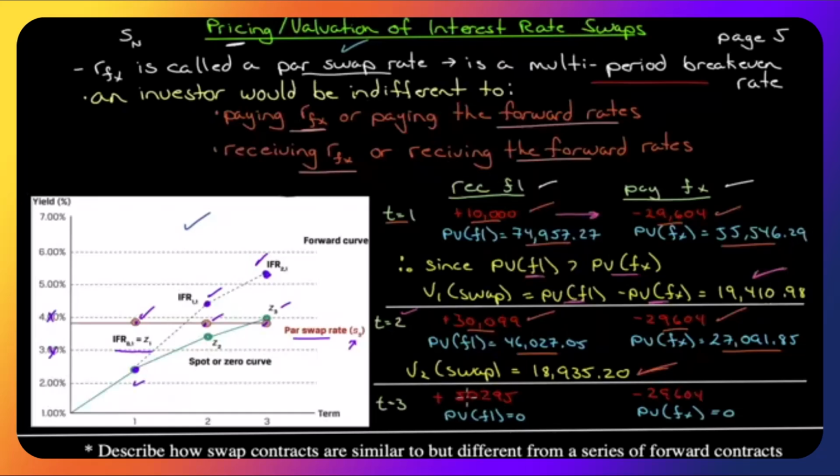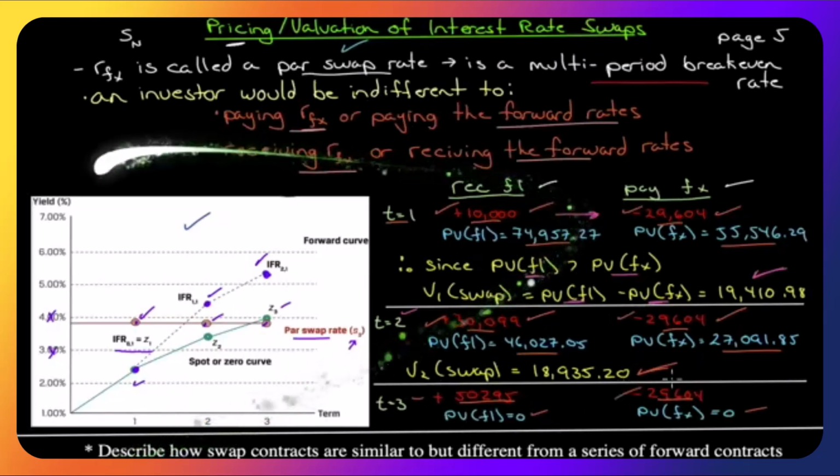Let's go all the way to the end. We get our last payment, $50,295. We make our last fixed payment. The present value of any floating payments left is 0. The present value of any fixed payments left is 0. And I've already shown you that if you took the present value of these three payments, it would equal the present value of these three payments.